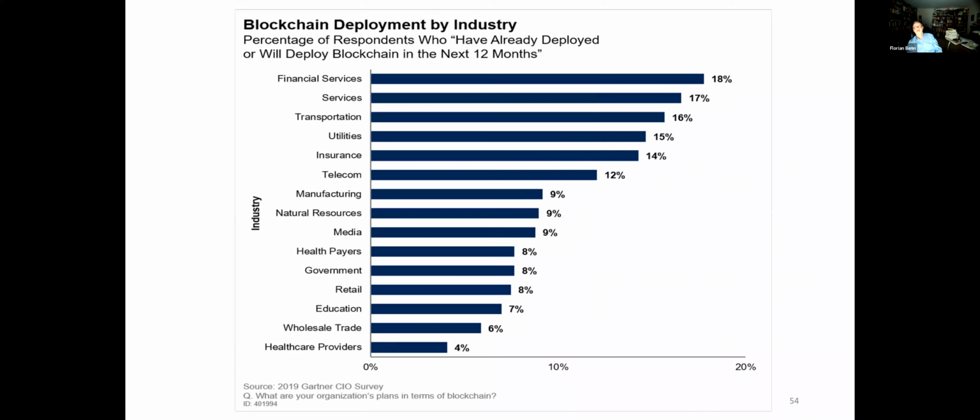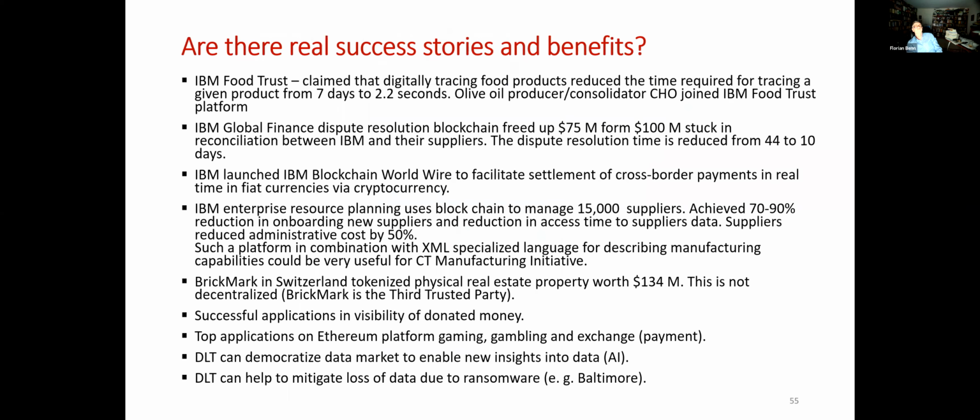Now, this is deployment data. So financial services is still ahead of everybody else, in some, presumably their own niche applications, but that includes cryptocurrencies as well. Transportation, utilities, insurance, you can see the list. So healthcare providers are very interested, but in deployment, they are at the very bottom. Because the healthcare industry is driven by multiple considerations, their technology awareness and sophistication is probably not very high. So are there any real success stories and benefits?